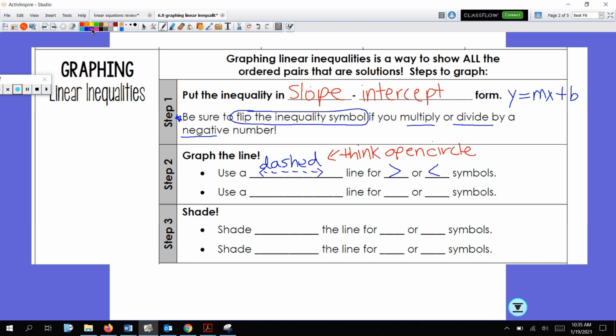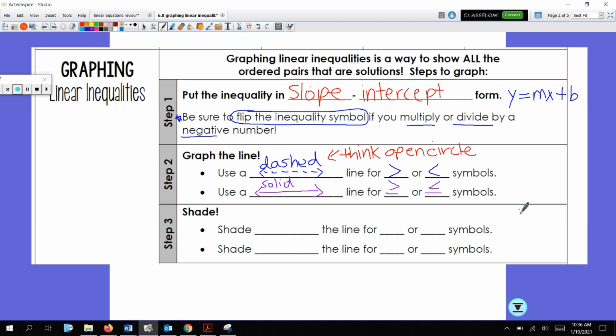Now we will use a solid line. That's just the regular old line. Looks kind of like this. If it is greater than or equal to, or less than or equal to. So you want to think closed circle, solid line, right? Open circle, there's stuff missing, dashy line. Write this down. Keep this as notes for yourself. It's going to be useful for your test next week.